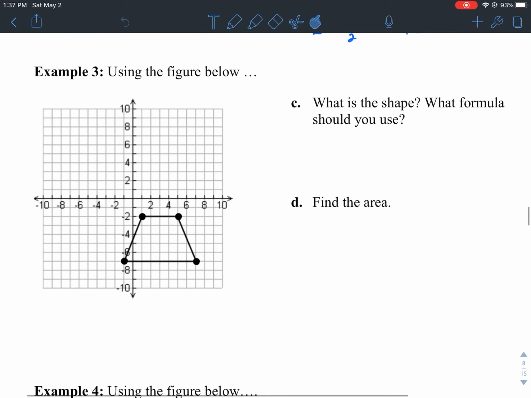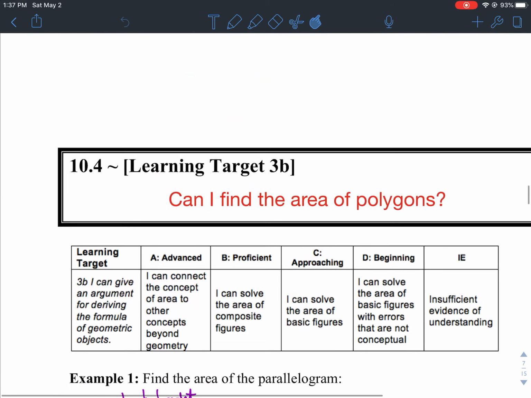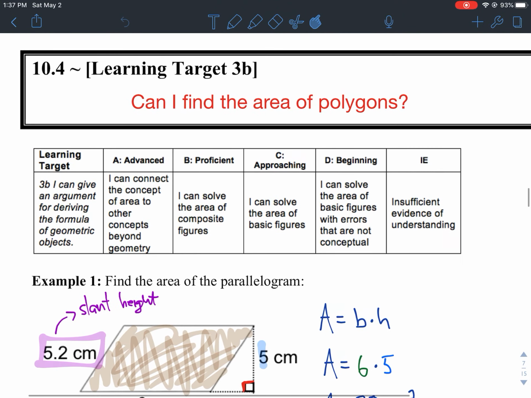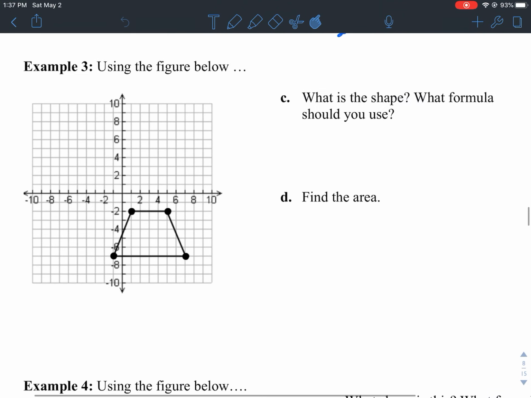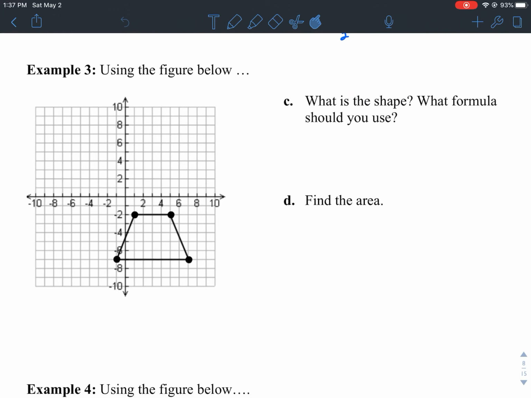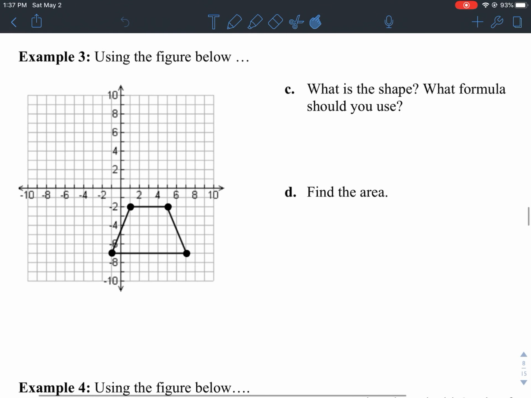Alright guys, so part 2 for section 10-4, which is can I find the area of polygons. Today, the second video is going to be just focusing on trapezoids. So for example 3, that's what this shape is, it's a trapezoid.